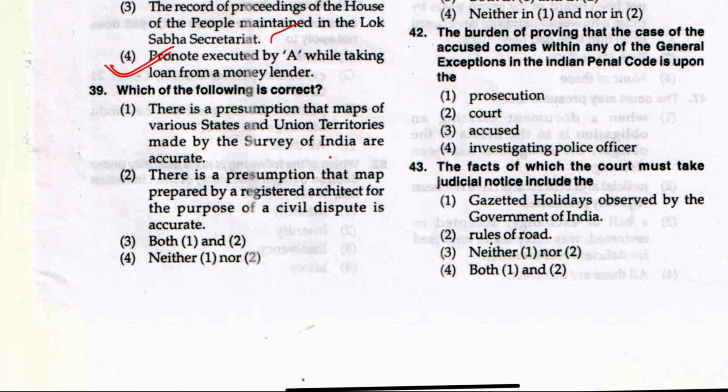Come to question number 39. Which of the following is correct? Option 1, there is a presumption that maps of various states and union territories made by the Survey of India are accurate. Option 2, there is a presumption that a map prepared by a registered architect for the purpose of a civil dispute is accurate. Option 3, both option 1 and 2, and option 4, neither option 1 nor 2. It is section 83 of the Evidence Act. And the right answer is option number 1. It is basically a presumption.